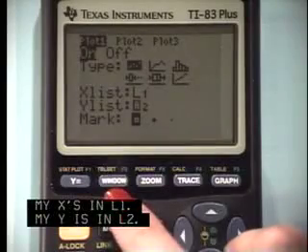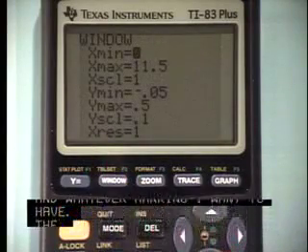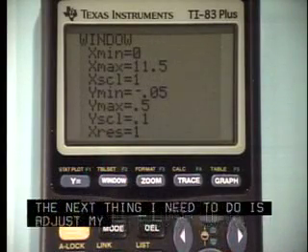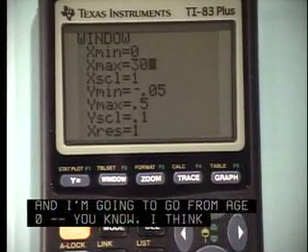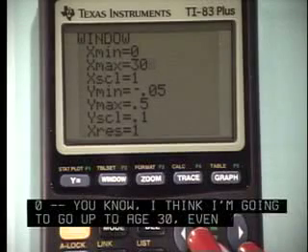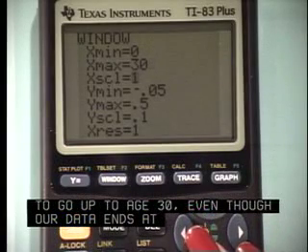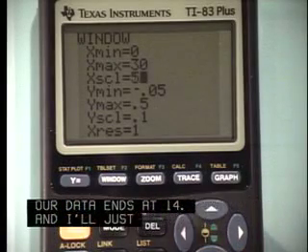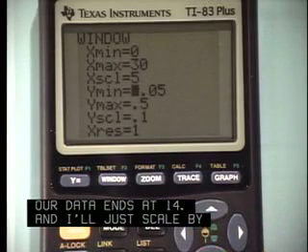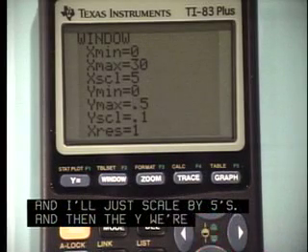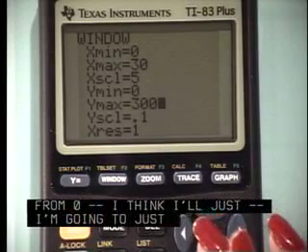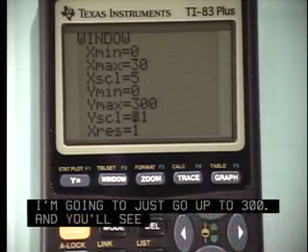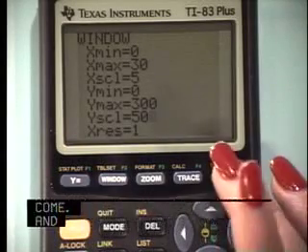The next thing I need to do is adjust my window, and I'm going to go from age 0. I think I'm going to go up to age 30, even though our data ends at 14, and I'll just scale by 5s. And then the Y, we're going to go from 0, and I think I'm going to just go up to 300. You'll see in a minute how come. And I'll scale by 50s here.